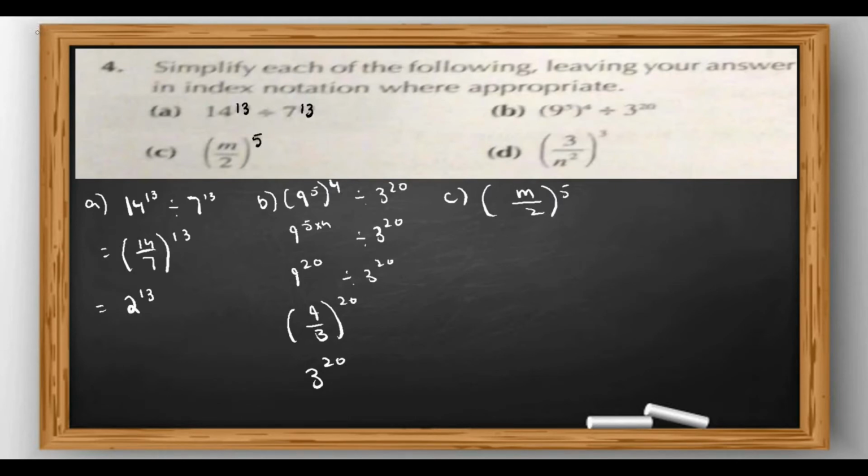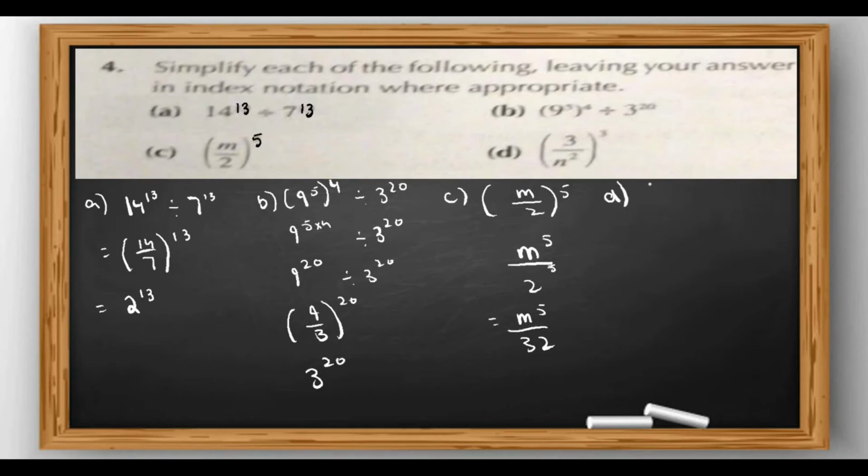In this case the power 5 is both on m and on 2 as well. So this would become m raised to power 5 divided by 2 raised to power 5. So this would become m raised to power 5 upon 32, because 2 raised to power 5 is 32.